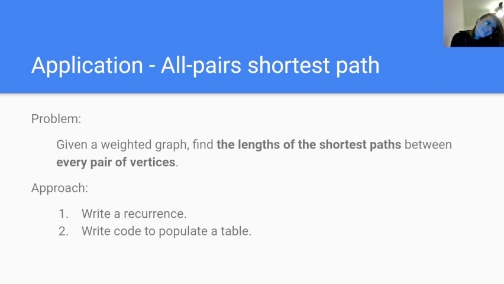So our approach, as always, with dynamic programming, is going to be to write a recurrence and then write the code to populate a table to materialize that recurrence into actual data in memory that we can look at, and compute values of this recurrence.